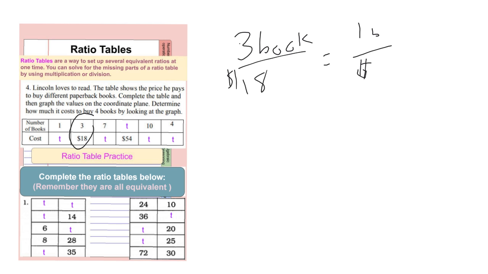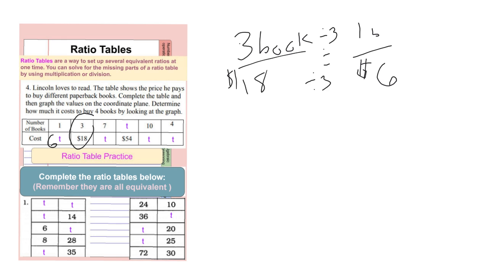Okay, so how do I get from 3 to 1? I can get from 3 to 1 by dividing by 3. So I'm going to do 3 divided by 3, which is 1, and 18 divided by 3, which is 6. So 1 book costs $6. So in your text box there, I want you to fill in $6. Now we're going to use that information to fill out the rest of this.